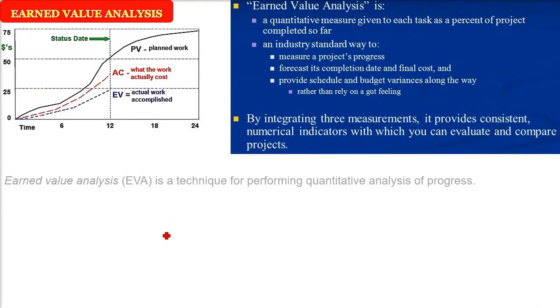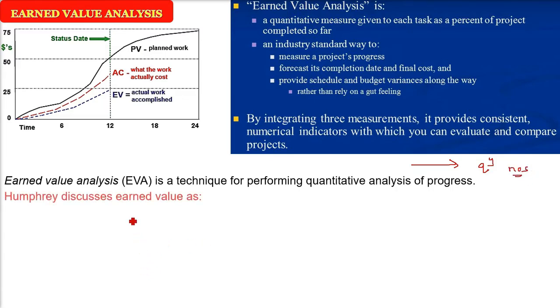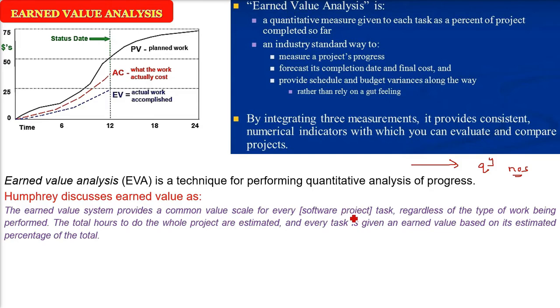Earned value analysis. Now this EVA is a technique for performing quantitative analysis of progress. That is, the progress of your project can be estimated, can be numbered. Humphrey says this EVA provides a common value scale for every task. It can be any kind of task. The total hours to do the whole project is first estimated, and every task is given an earned value based on its estimated percentage of the total.